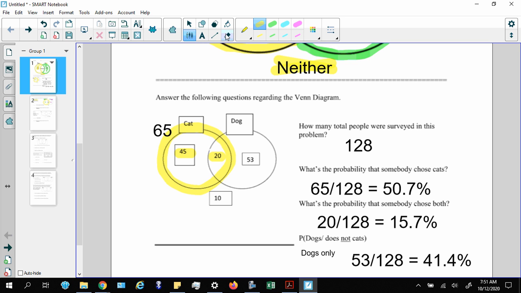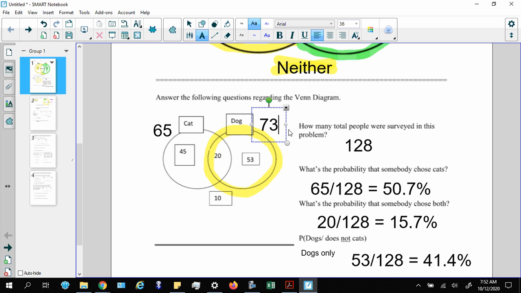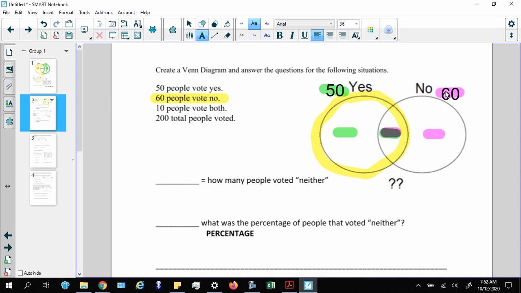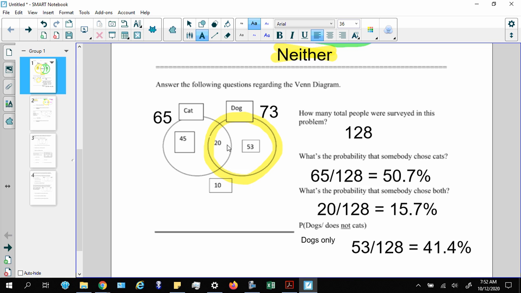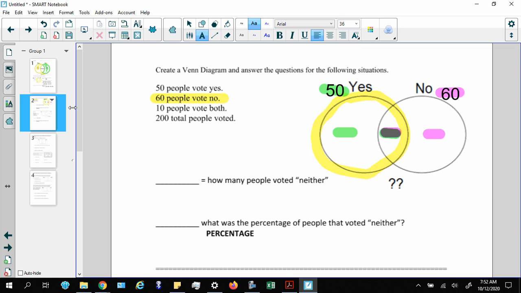If you look at the dog circle, it's the same concept for the dogs. How many homes actually have dogs? Well, you add them up and you get 73. So when we're talking about 50 people said yes and 60 people said no, this is what we're referring to, like how there's 73 dogs and 65 cats. So let's keep going, and keep that in mind when we're going through this.